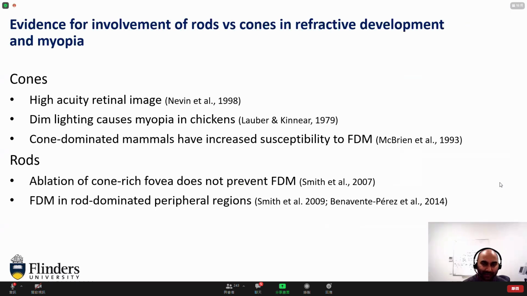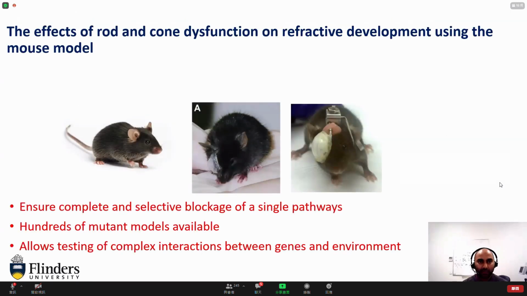These studies have been done in chickens, primates, and different mammalian models. But today we are going to focus on the mouse model and how the mouse model is important in our understanding of rod and cone dysfunction and their effect on refractive development and myopia susceptibility.